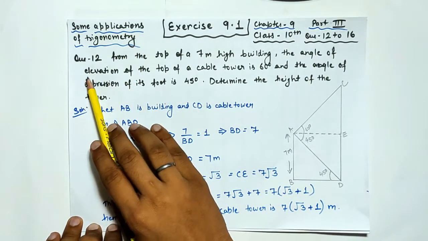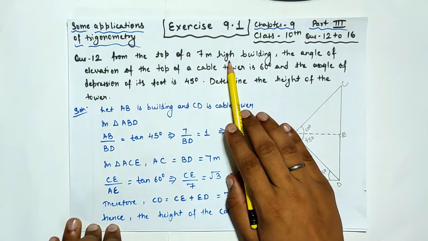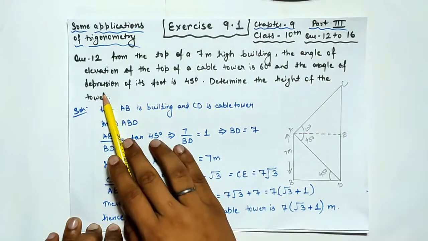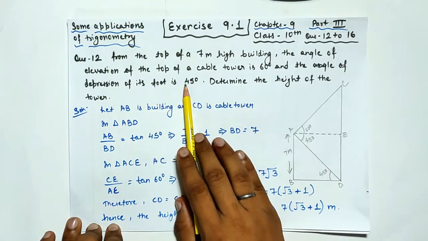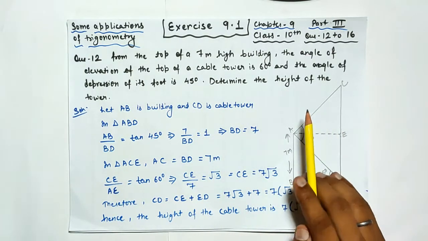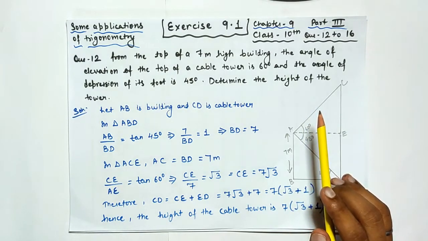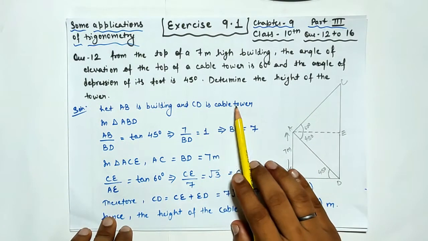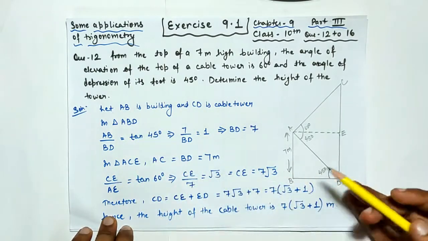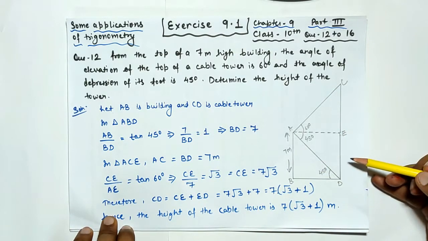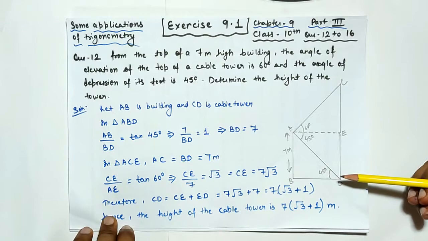Question number 12 says: from the top of a 7-meter high building, the angle of elevation of the top of a cable tower is 60 degrees and the angle of depression of its foot is 45 degrees. Find the height of the tower. So we have to determine the height of the tower. Let AB be the building and CD be the cable tower. So find CD.